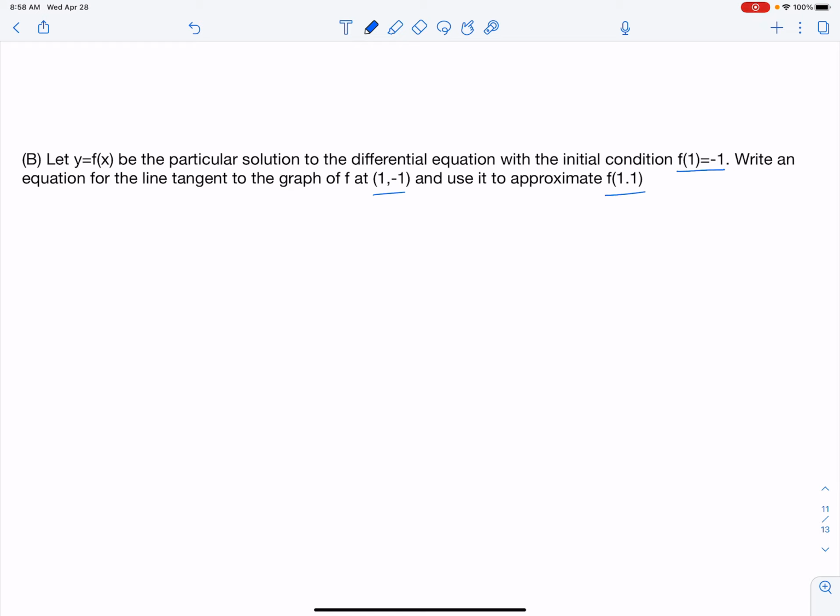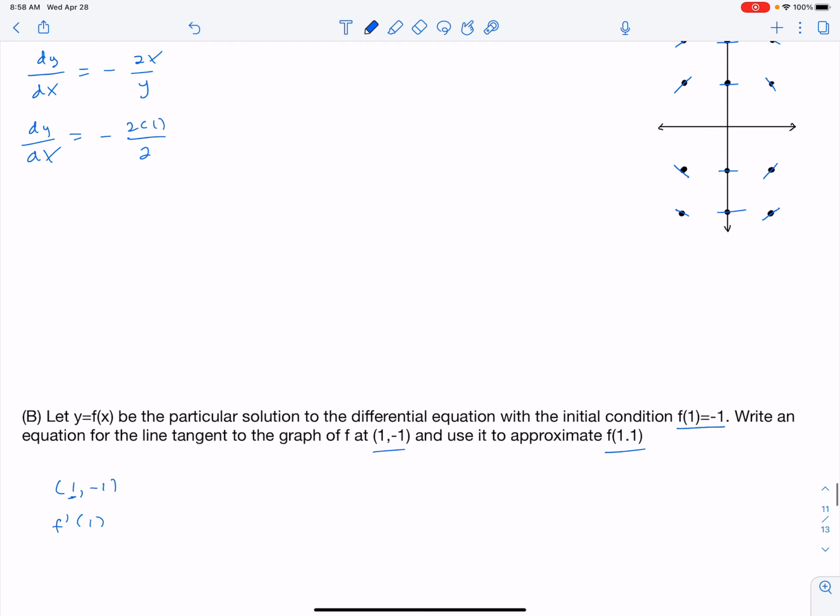Whenever they say write the equation of a line, we should be super happy, because writing an equation of a line is really easy. In order to write the equation of a line, you need a point, which they gave us, (1, -1). And then we need a slope. So in other words, I need to know what is f prime of 1.